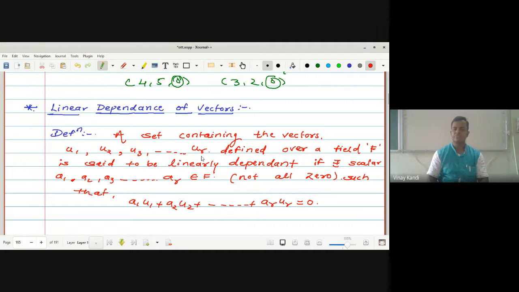This is the linear combination of all the vectors. If you equate this linear combination to zero, and we get at least one of the ai non-zero, that is, not all zero. What is the meaning of not all zero? At least one of them is not zero. If you can write a1 u1 plus a2 u2 plus up to so on ar ur equal to zero, and at least one of the scalars a1, a2 and so on is not zero, then that set u1, u2, u3 up to so on ur consists of linearly dependent vectors.